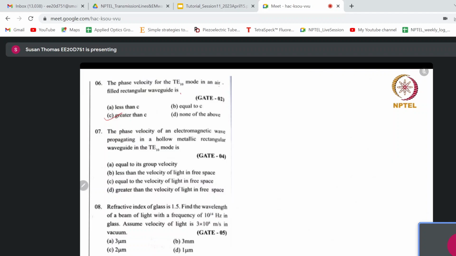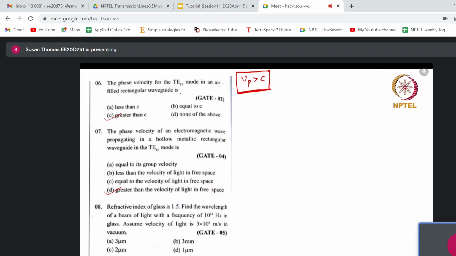Coming to seventh question, phase velocity of an EM wave propagating in a hollow metallic rectangular waveguide in TE10 mode. A question is little modified, but still the answer remains same. Phase velocity is greater than velocity of light in free space. Okay, so this has been repeatedly being asked. So the concept Vp greater than C is applicable in any mode situation. So Vp greater than C, phase velocity is always greater than the velocity of light in free space.